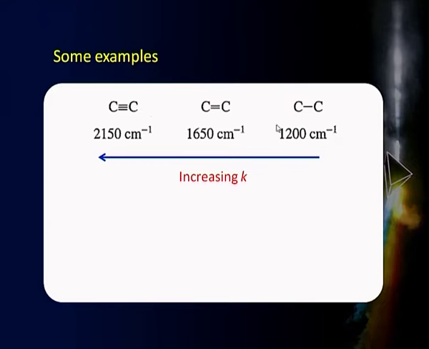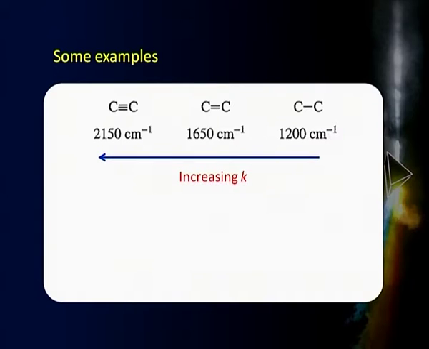We know that a double bond is stronger than a single bond, and a triple bond is stronger than a double bond. Accordingly, you find that the oscillation frequencies are in increasing order: 1200 for the CC single bond, 1650 for the double bond and 2150 for the triple bond. That means as k is increasing, in all three cases mu happens to be the same, because the two atoms are identical in all the cases.